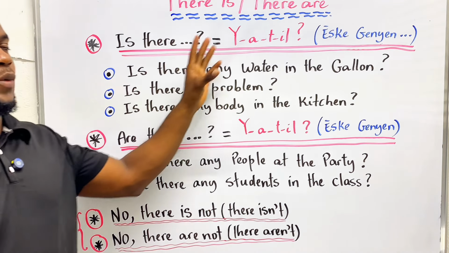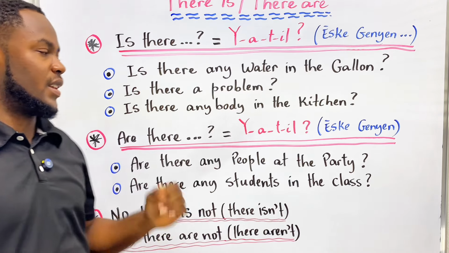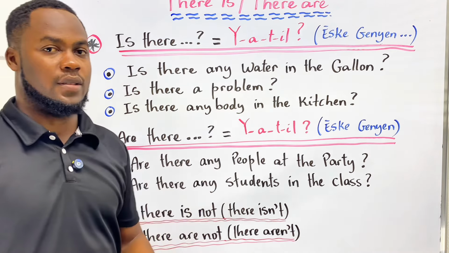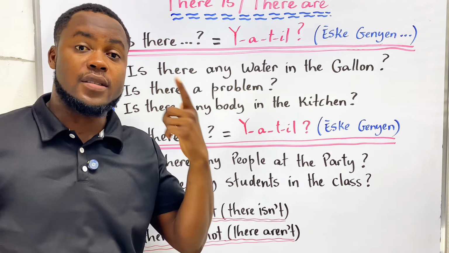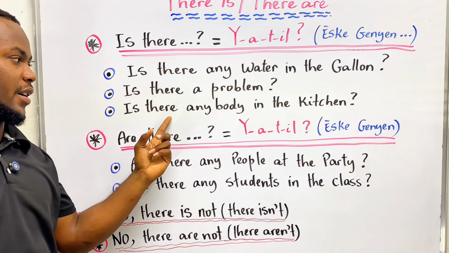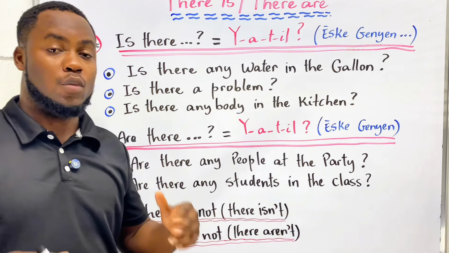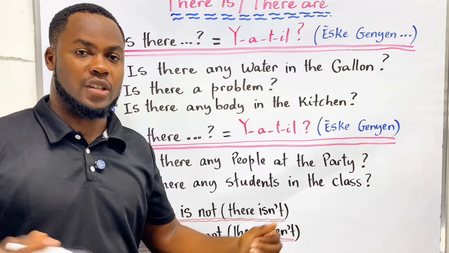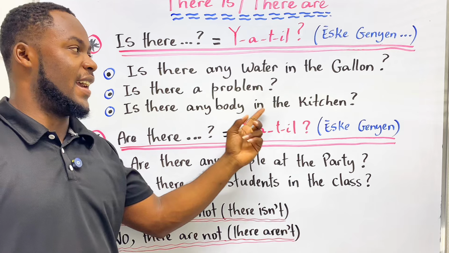So, the next example that we're going to take with is there is, is there anybody in the kitchen? I hear something and I want to confirm. I say, is there anybody in the kitchen? Repeat after me. Is there anybody in the kitchen?